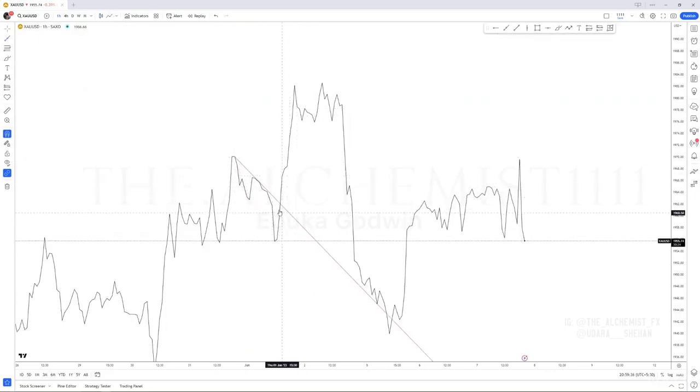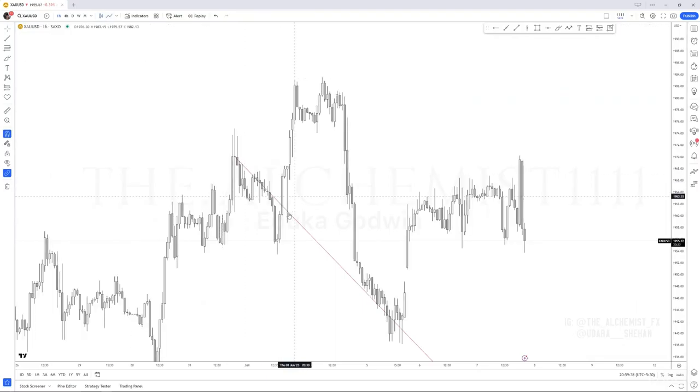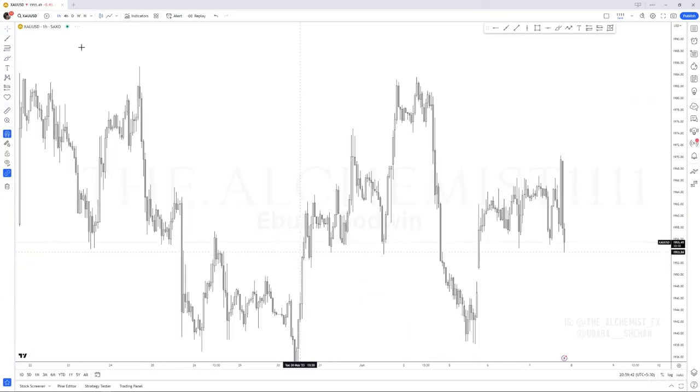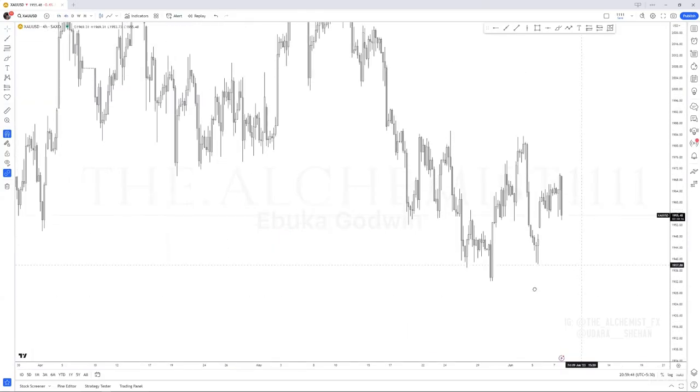Break. After the break, what happens? Retest. Break and retest. Boom. Moves up. Okay, so that's that. Let's go to H4. Spot some trend lines on the H4.